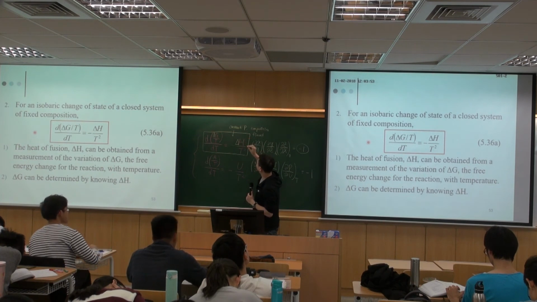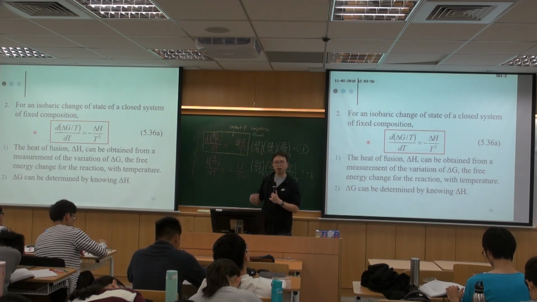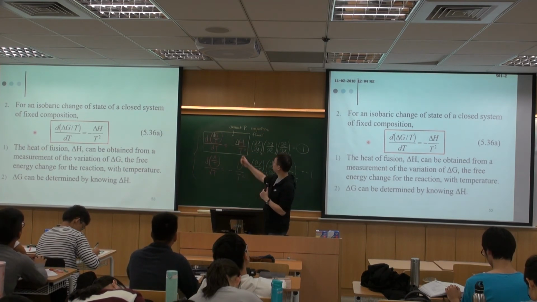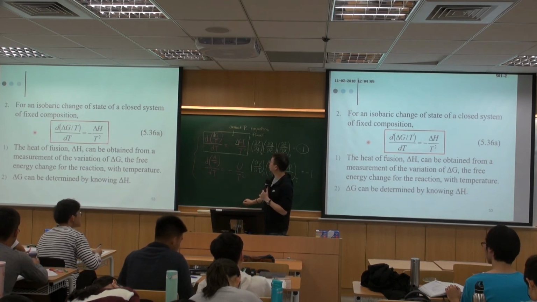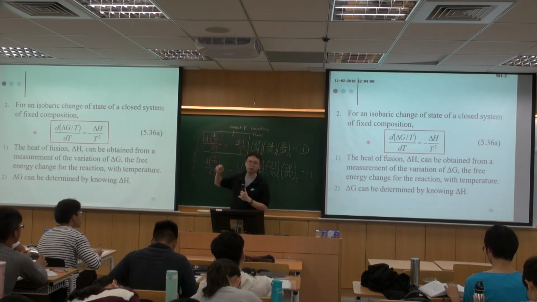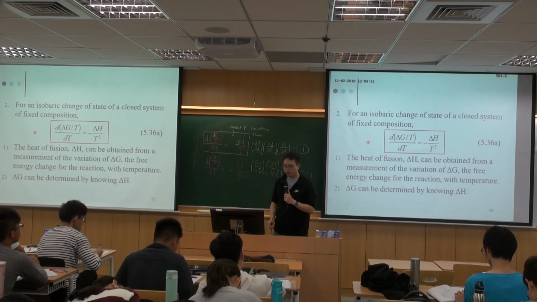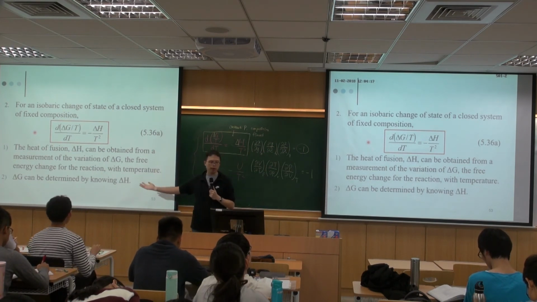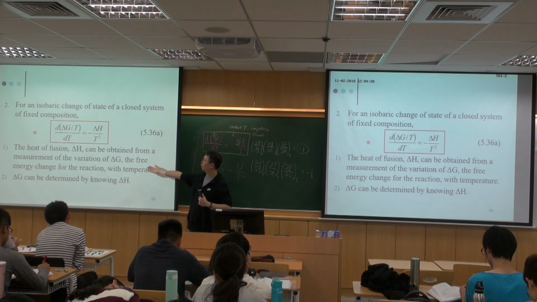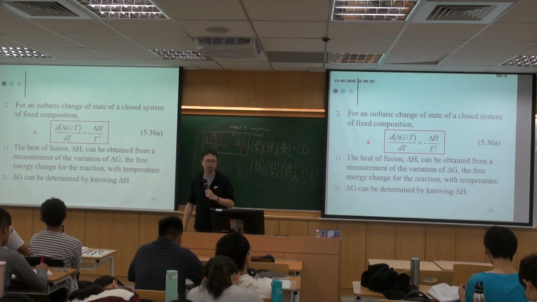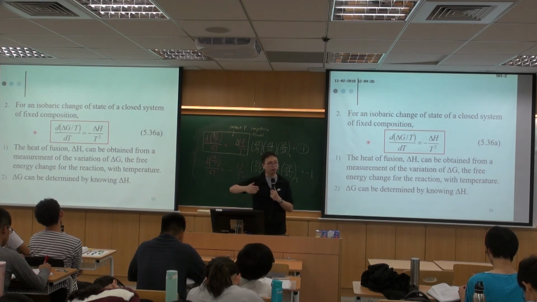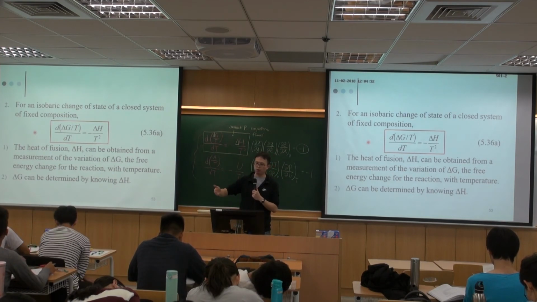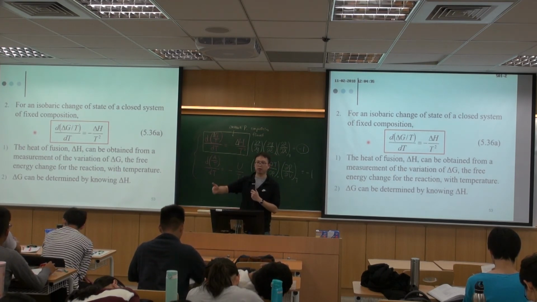For instance, during combustion, if you burn something and you have a chemical reaction, you can estimate the heat released or absorbed by the system, and then you can estimate delta H, the enthalpy change. And from that, you can estimate the change of Gibbs free energy. So for the heat of fusion, for instance, your system is going through a fusion process. The delta H can be obtained from a measurement of the variation of delta G, which is the free energy change of the reaction. And you have to do this at different temperatures. You have to measure the change of enthalpy or the change of Gibbs free energy as a function of temperature.